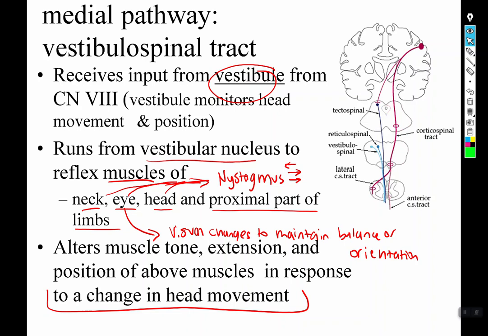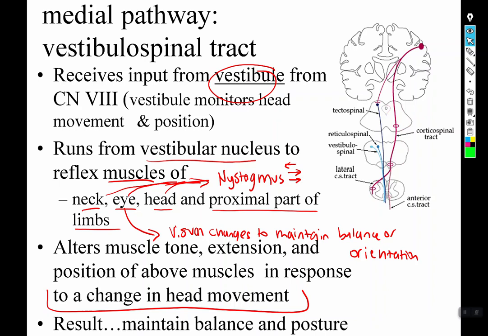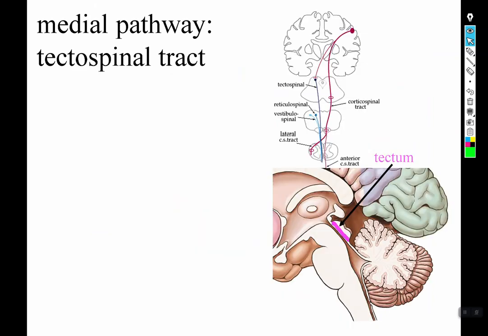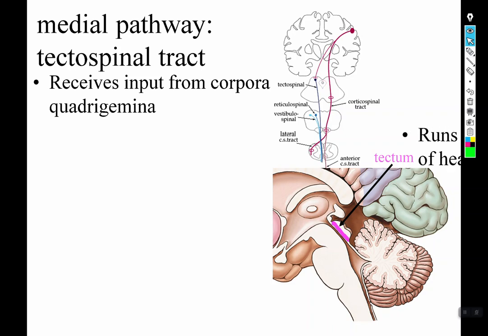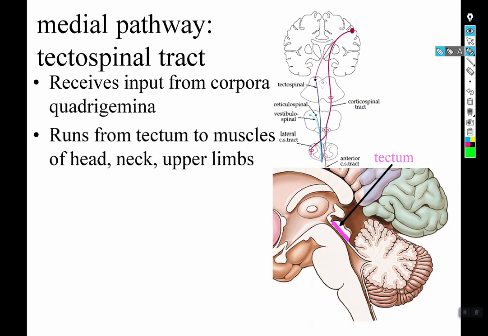So the tectospinal tract I mentioned was in the midbrain. So the tectum is right here. It's underneath the corpora quadrigemina. And this is an interesting one. So it receives input from the corpora quadrigemina, which you might remember coordinate reflex in response to audio or visual stimuli.